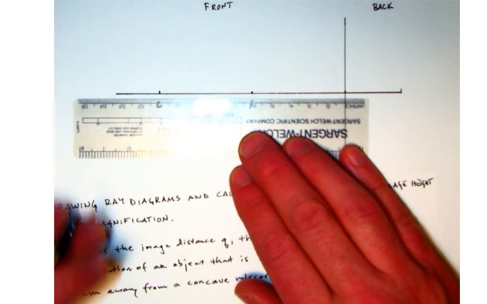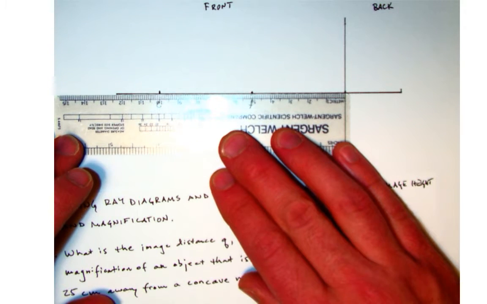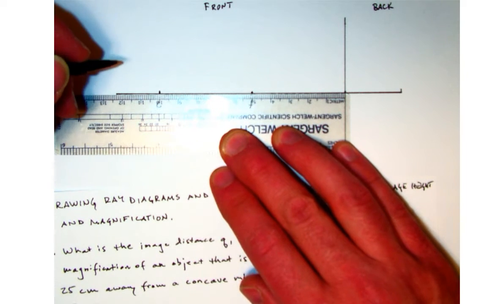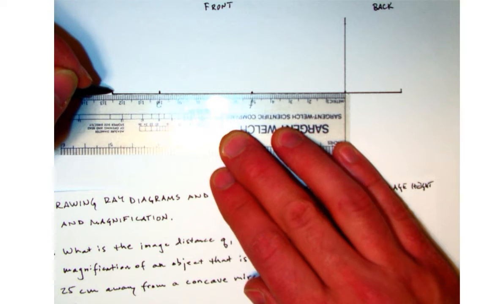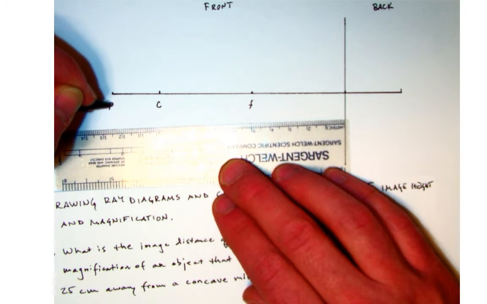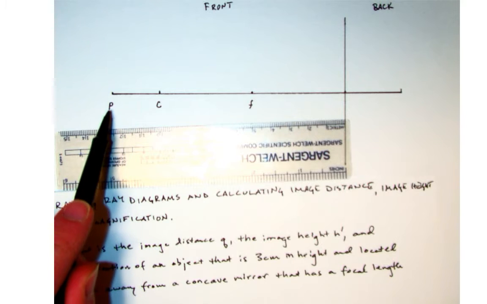Now my object is 25 centimeters away from the mirror, and so again, cutting that in half, that would be 12.5 centimeters. So I come out to here, and it looks like I made my line just long enough, maybe not quite long enough, but it's right here. So this is where my object is. That's the letter p, my object distance from the object to the mirror.